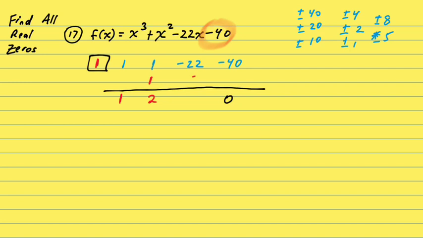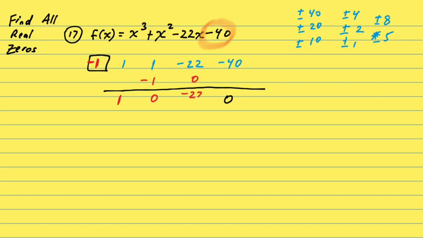1 times 2 is 2. Put it here and add. Multiply 1 times negative 20 is negative 20. Do those add to 0? No, so I'm not going to use 1. Since I tried 1, now I might try negative 1. Bring the 1 down, multiply. Negative 1 times 1 is negative 1. Add is 0. What's negative 1 times 0?